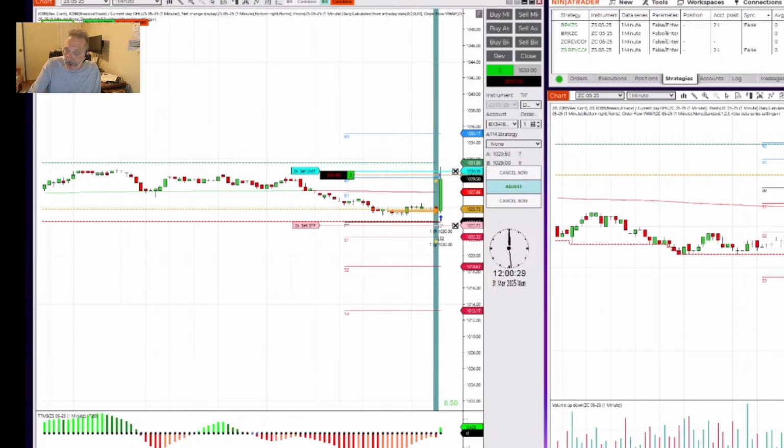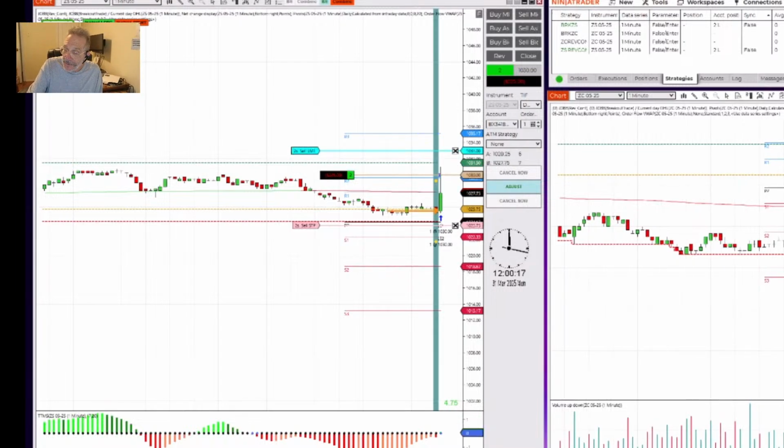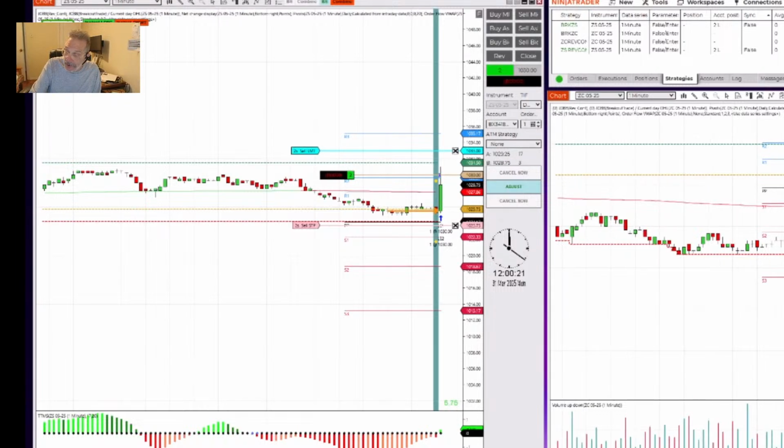But the reversal on corn was very strong. When it failed on the downside, that was the reversal. There it is on the downside. It fails. You had to be quick. It was not easy. But even if you got in late, it still did a very good move up.